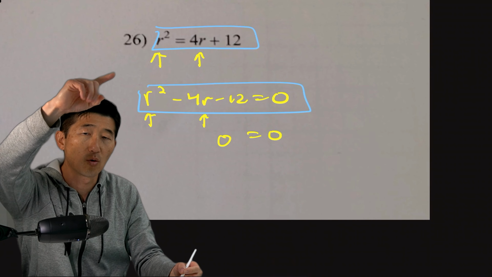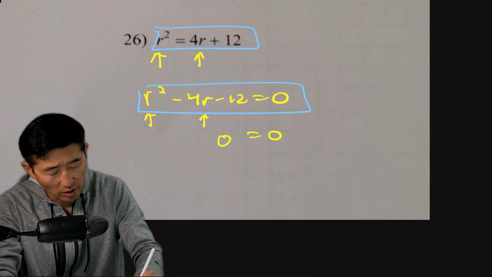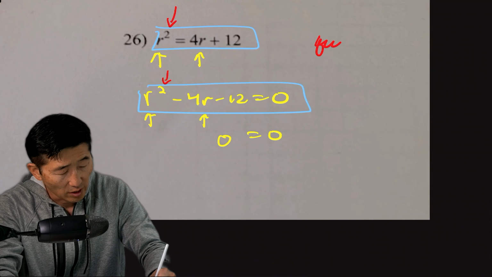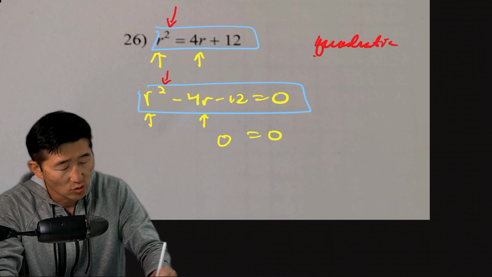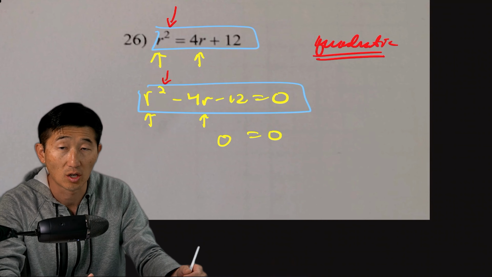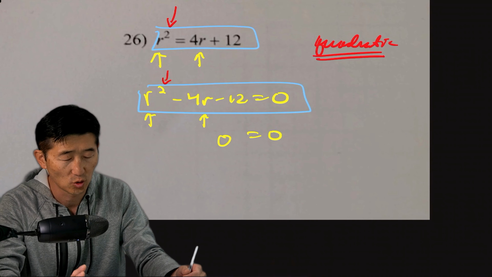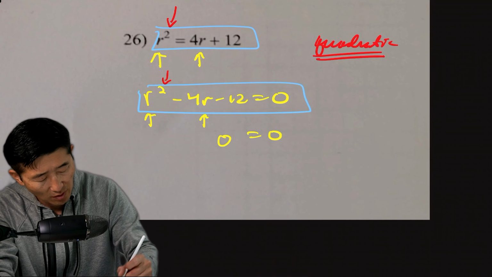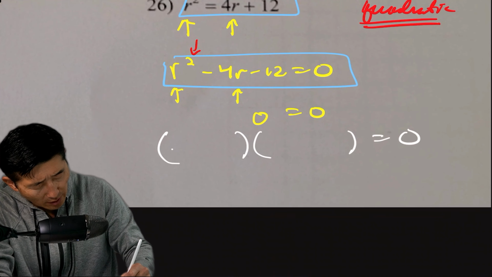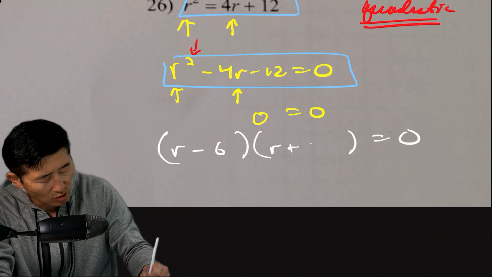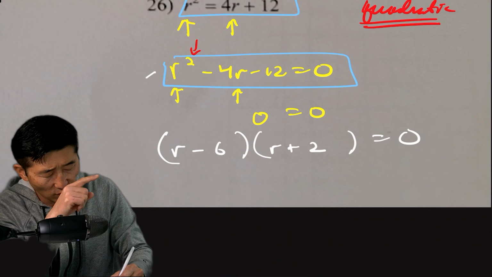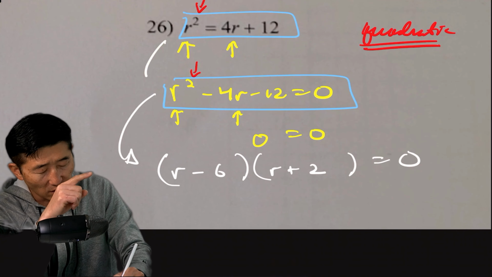Okay? Now, whenever you have a quadratic, and a quadratic is anything with a squared, okay, these are called quadratics, you always have to set it equal to 0 first, and then factor it, and then solve for those two parentheses. For instance, we're going to turn this into this, right? R minus 6, R plus 2. If you do your X method, this is what you should get. So this format, so basically they're all related, okay?